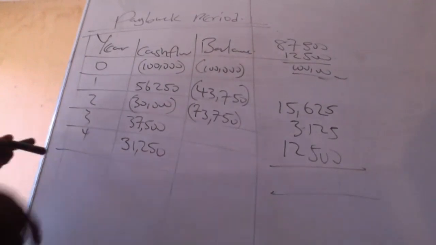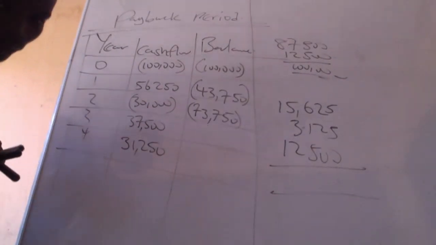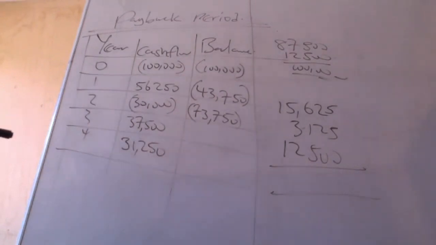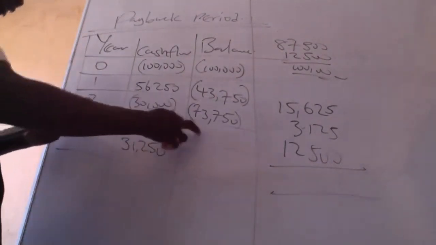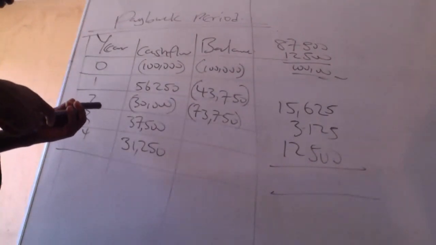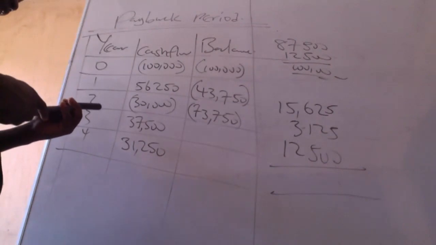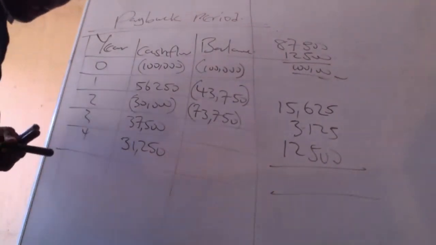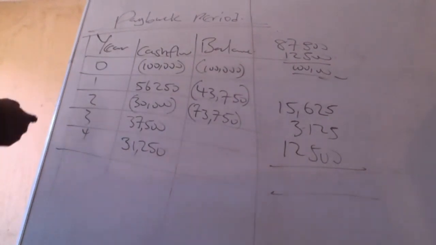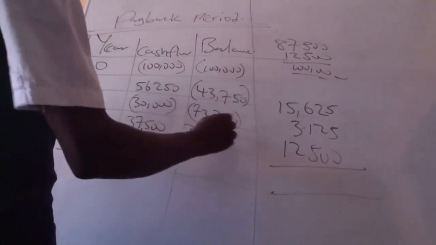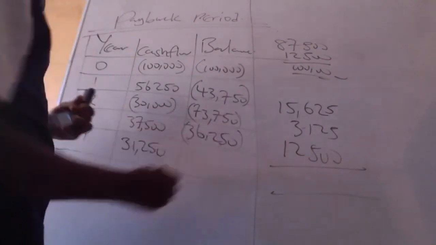73,750. I like that. Good. I like that. Okay. Now what happened here? What will be the balance? So plus 30,000 less 37,500. So at the end of the third year, what will be the balance? 36,250, right? I like that.